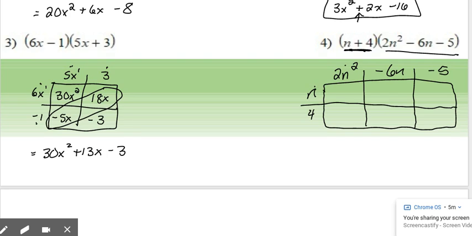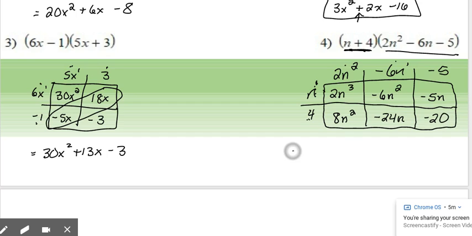N times 2n squared would be 2n to the third. Don't forget, when I multiply my n's, I add those exponents. 1 plus 2 is 3. N times negative 6n is negative 6n squared. N times negative 5 is negative 5n. And now I'm down with the 4. 4 times 2n squared is 8n squared. 4 times negative 6n is negative 24n. And 4 times negative 5 is negative 20.